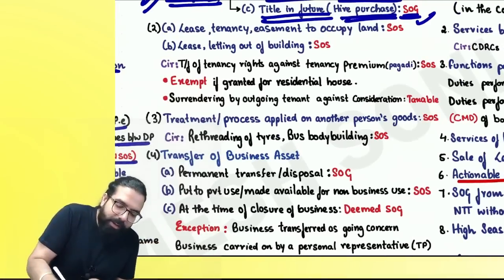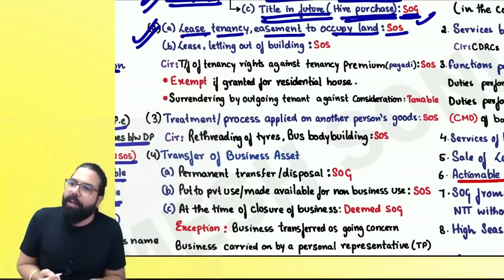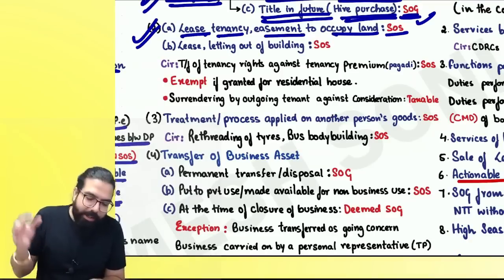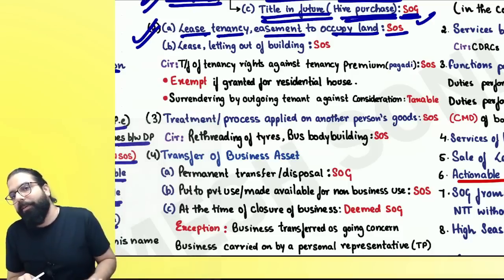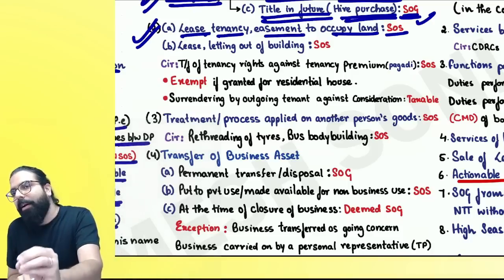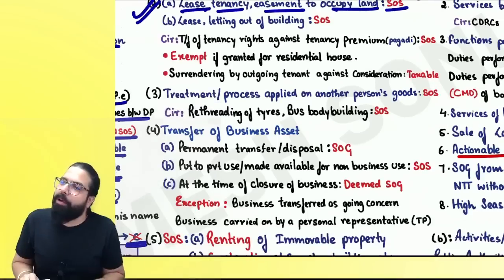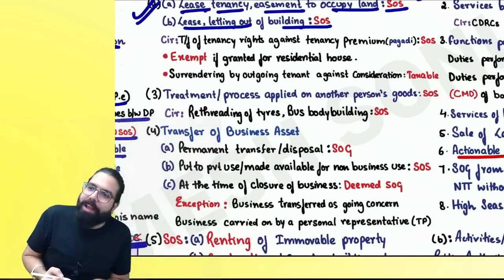The next one over here is leasing, tenancy, easement to occupy land is always a supply of service. If I give my land on lease, tenancy right, or give easement to occupy a land, I'm giving a service. Remember, land is always a service, and easement, tenancy, etc. will always be a supply of service. In the case of a building, it's the same: leasing, letting out of your building is always a supply of service.